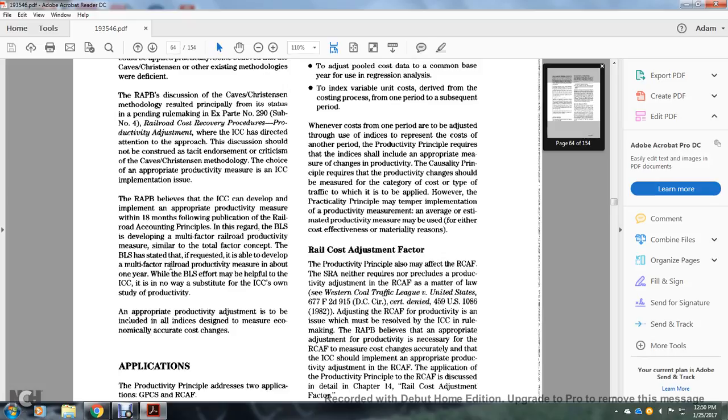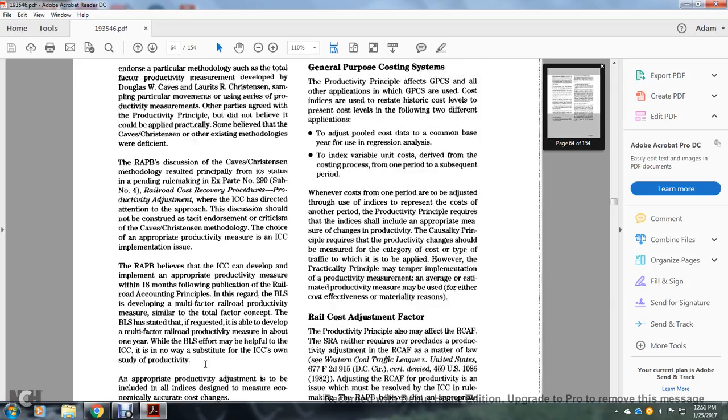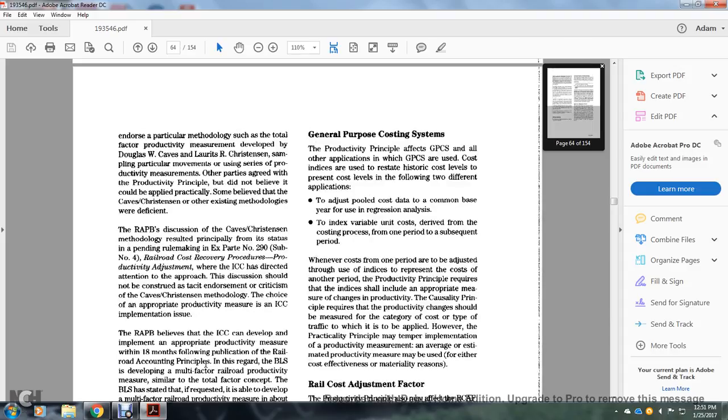An appropriate productivity adjustment is to be included with all indexes designed to measure economic cost changes. Application: the productivity principle addresses two applications, the general purpose costing system and the railroad cost adjustment factor. The productivity principle affects the general purpose costing system, and all the other applications within it where cost indexes are used.